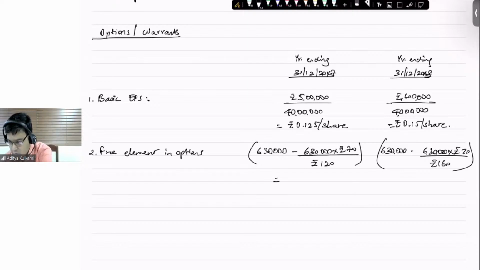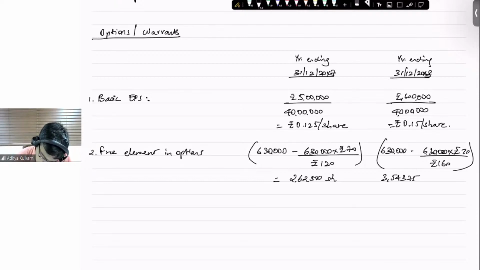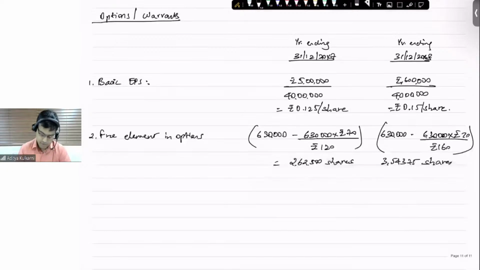So two 60 to 500. Next one, 6,30,000 divided by 160 into 70. 6,30,000, 354, 375.